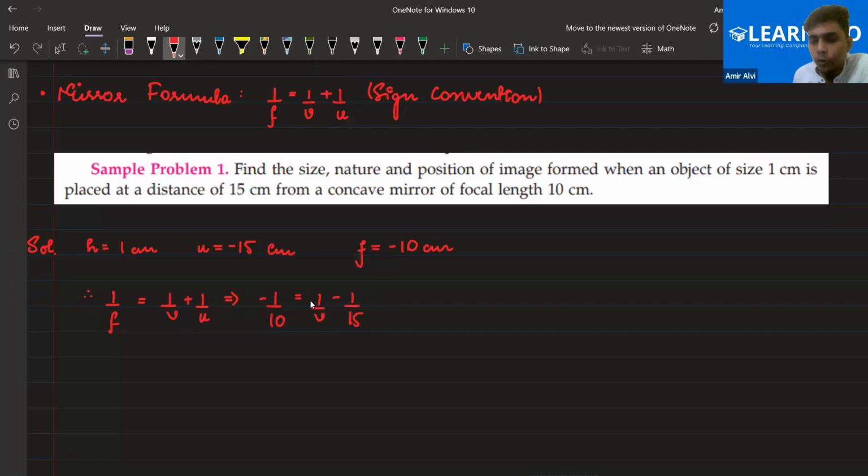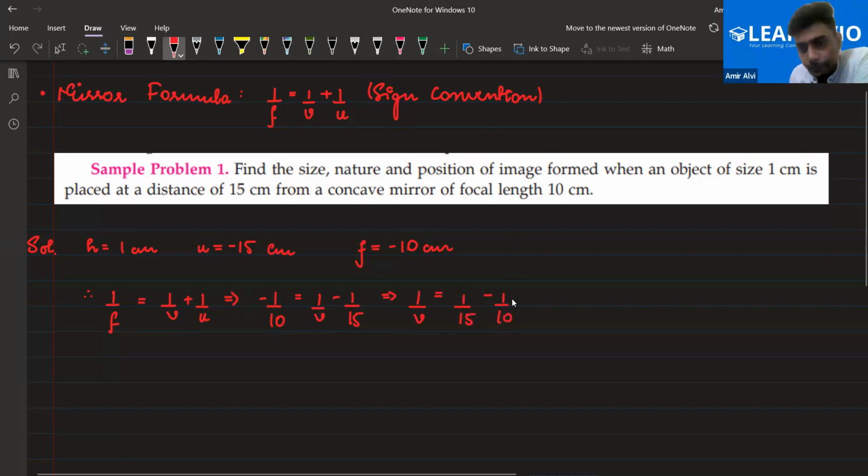Now you can see this thing, everyone. On the one hand, this is the variable. It means that we have to find the value of this, so I will be shifting this to the left hand side, so that I can easily solve it. 1 by v is equal to positive 1 by 15 minus 1 by 10.